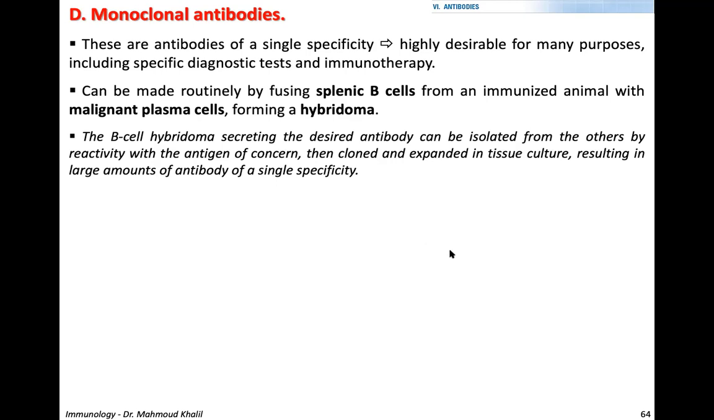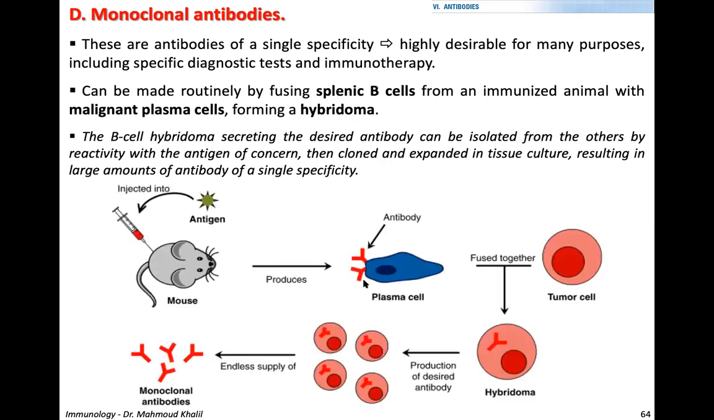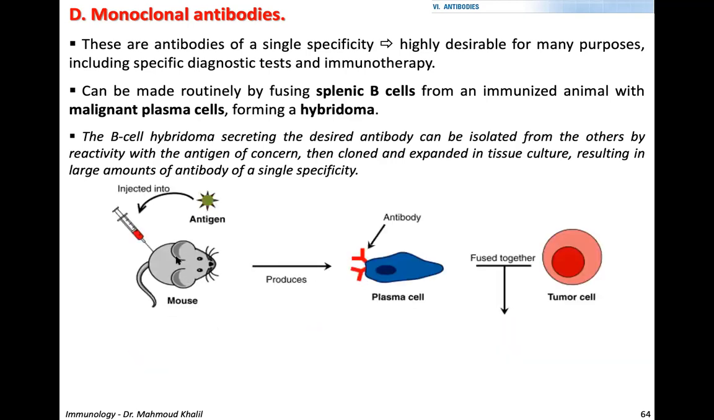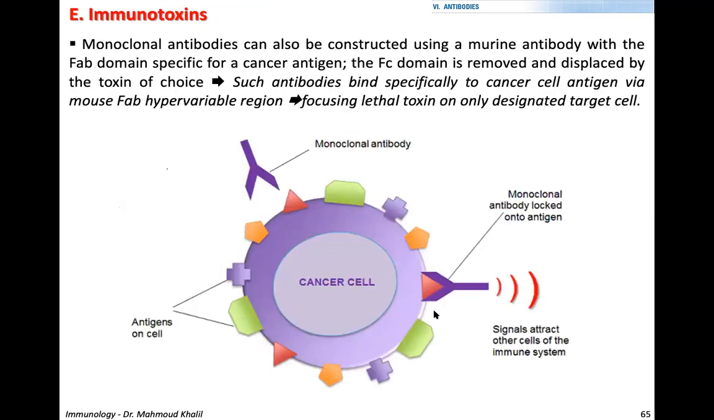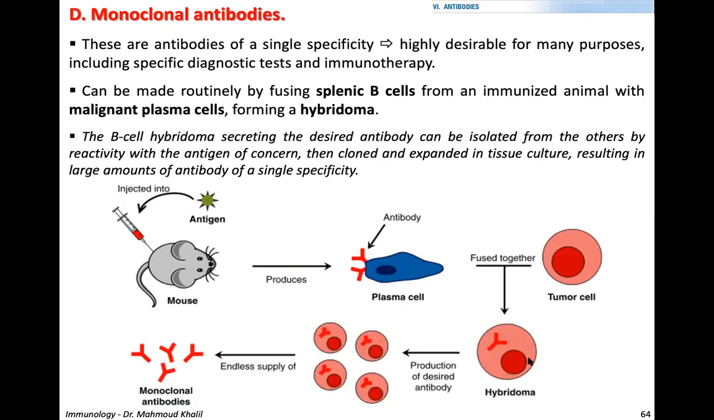We can see in the figure here a mouse. You inject the mouse with the antigen, and internally it will produce a plasma cell that carries on its surface the antibody specific to this antigen. Then you bring a malignant tumor cell and fuse it together with the plasma cell. You will generate a hybridoma.